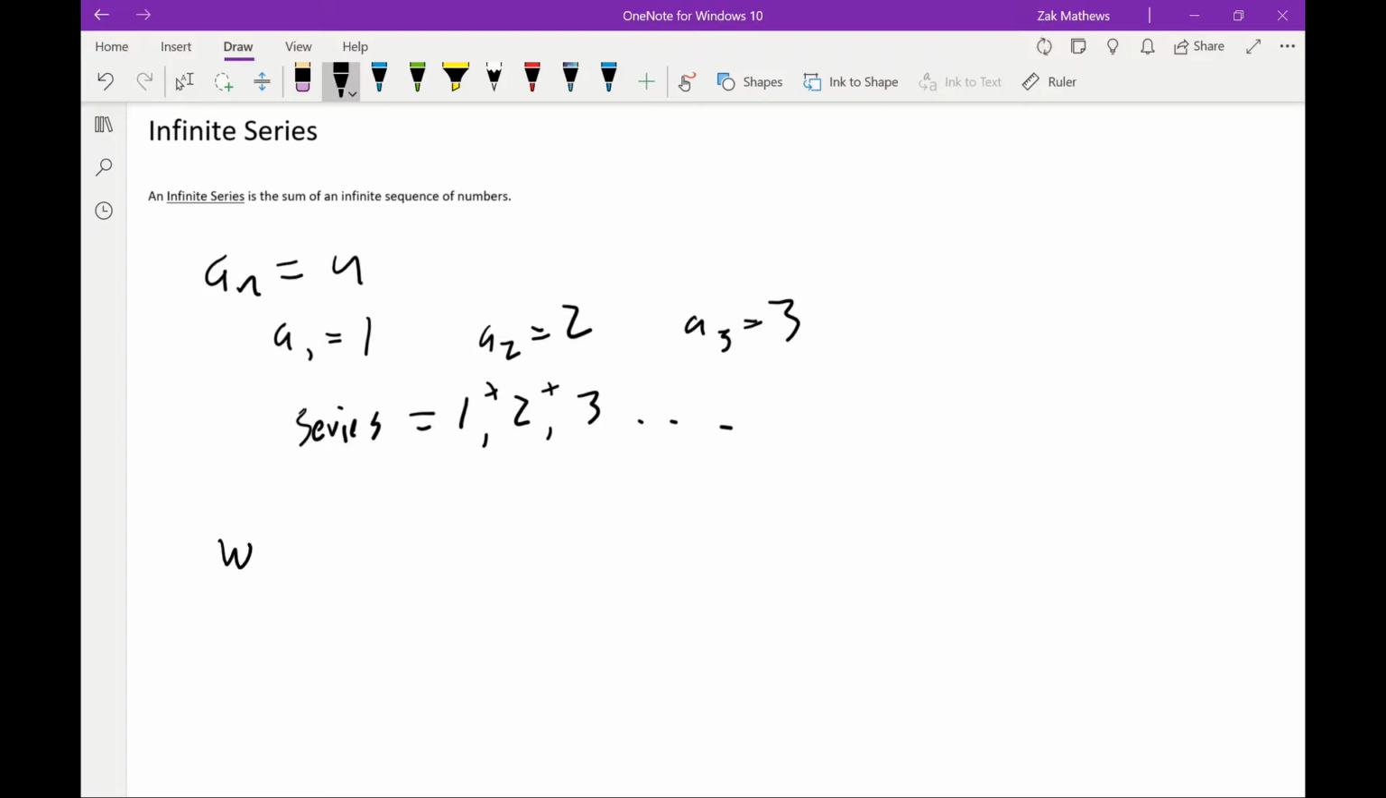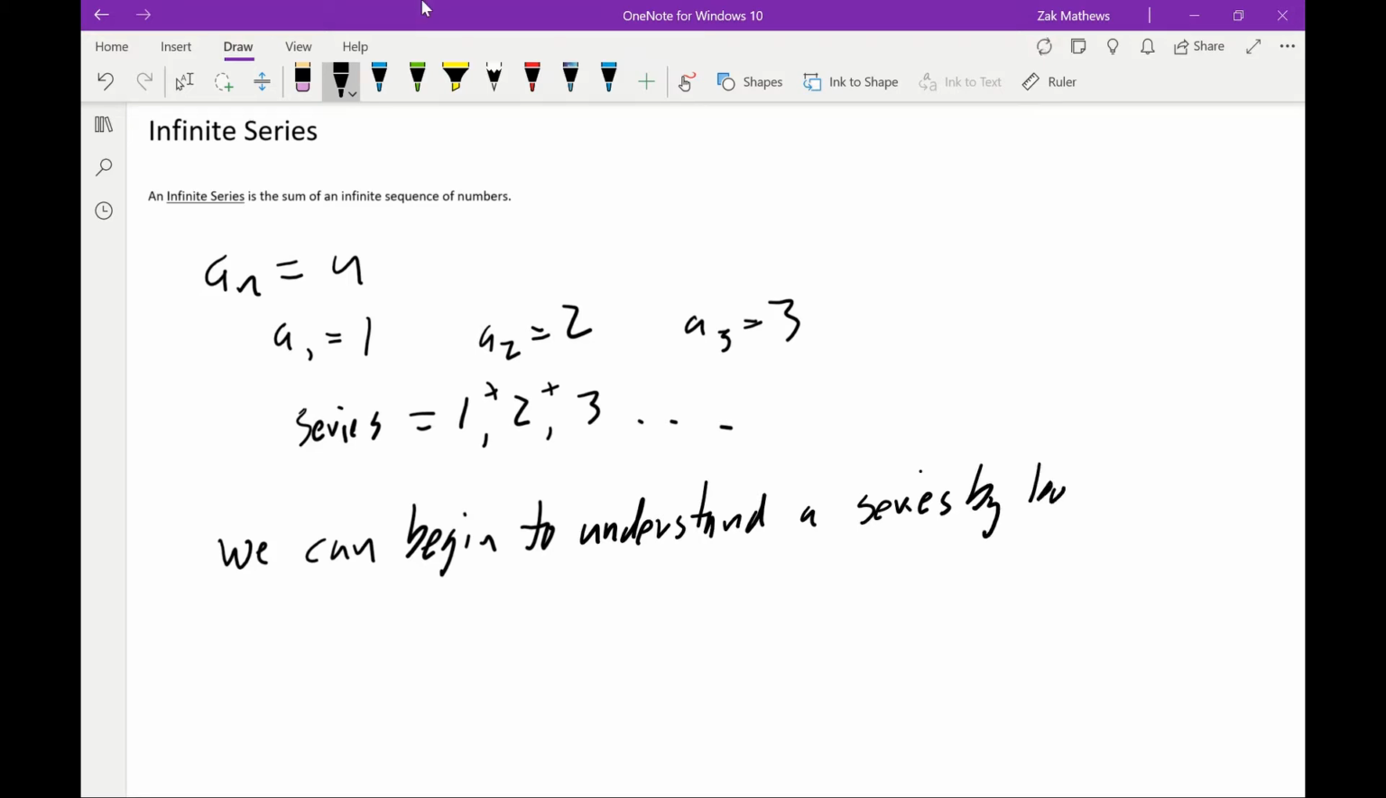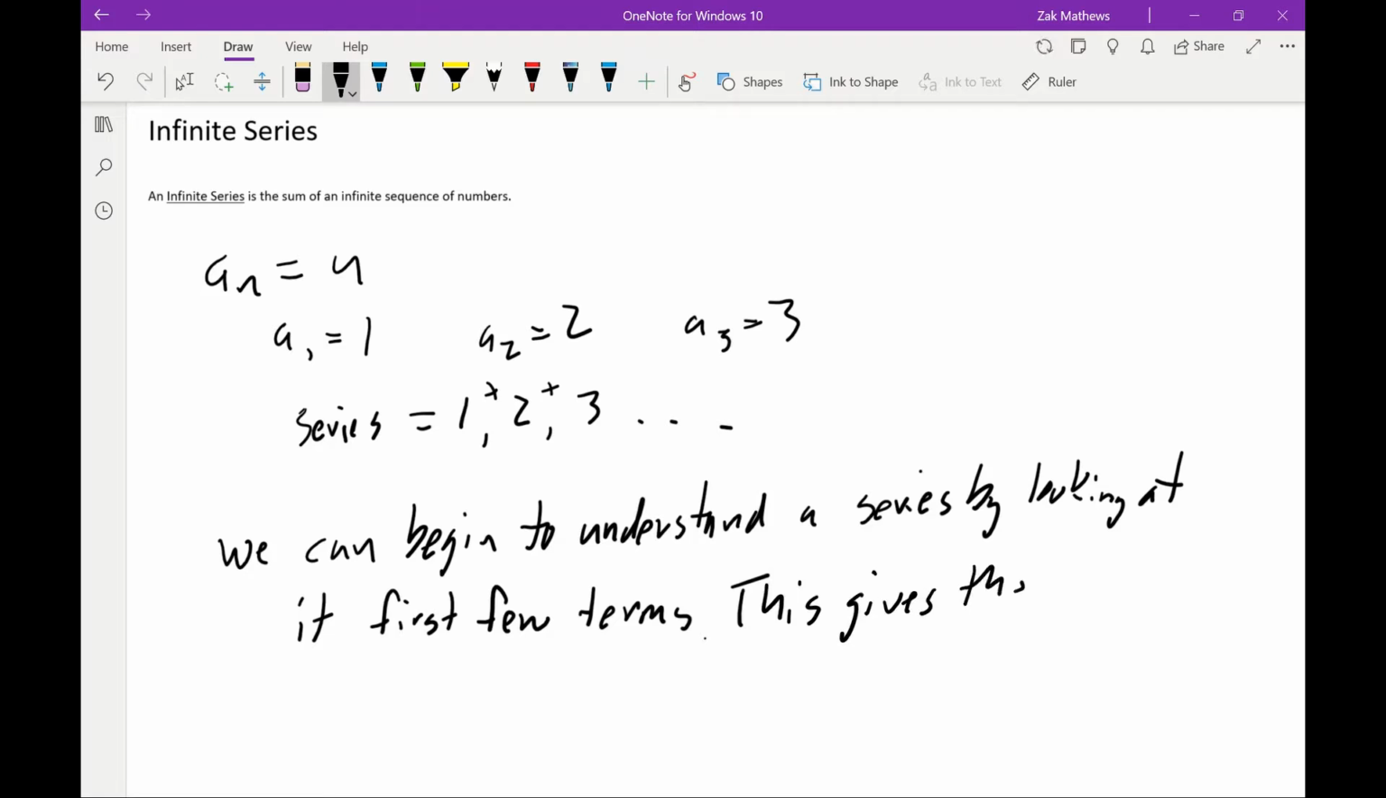We can begin to understand a series by looking at its first few terms. It's kind of the same thing I did above. I was trying to give you the idea of what a series is, so I took the first three terms of just the a_n equals n sequence and I added them together. This gives the partial sum.